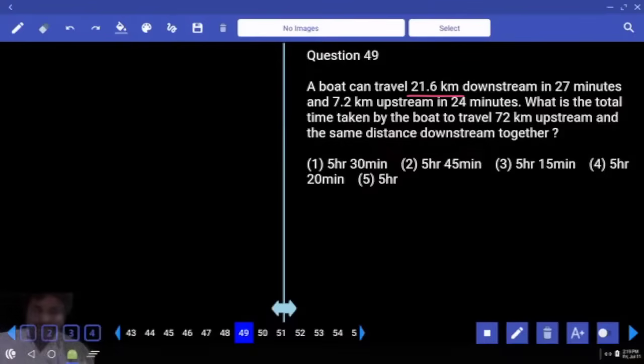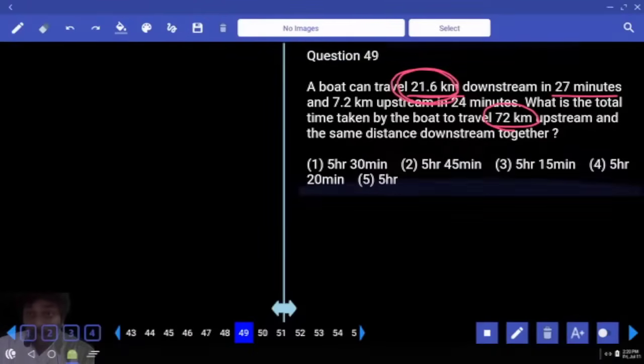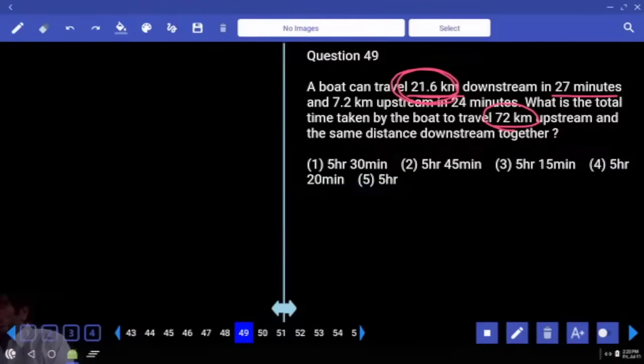In downstream, how many kilometers are covered? I'll multiply that with 10. How many kilometers will it become? So to cover 216 kilometers, how much time will it take? 270. How many kilometers do we need? How do you get 72? Divided by 3. 270 by 3 is 90. Upstream over.